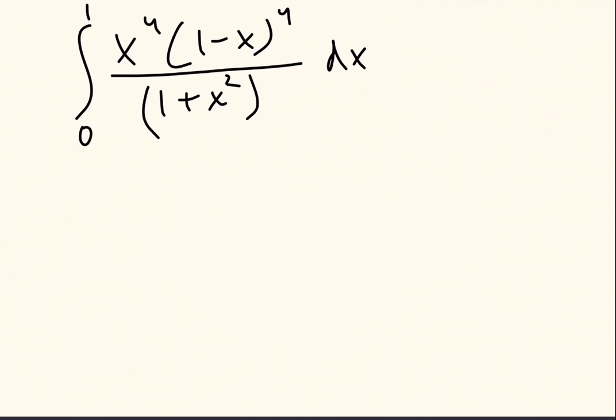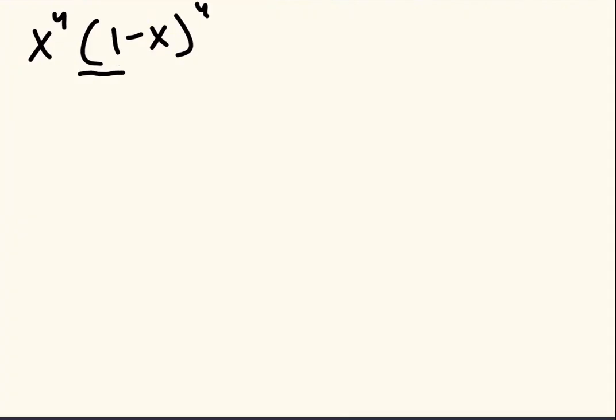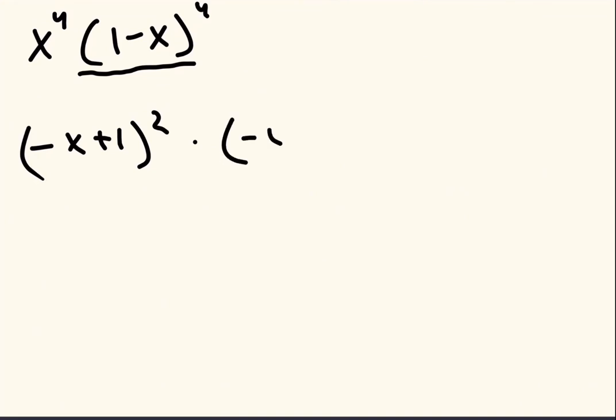So the first thing I would do is focus on the numerator, which is x to the power of 4 times 1 minus x to the power of 4. And from there, I'll just focus on 1 minus x to the power of 4. You can rewrite this to make it simpler as negative x plus 1 to the power of 2 times, and then the same thing again, negative x plus 1 to the power of 2.